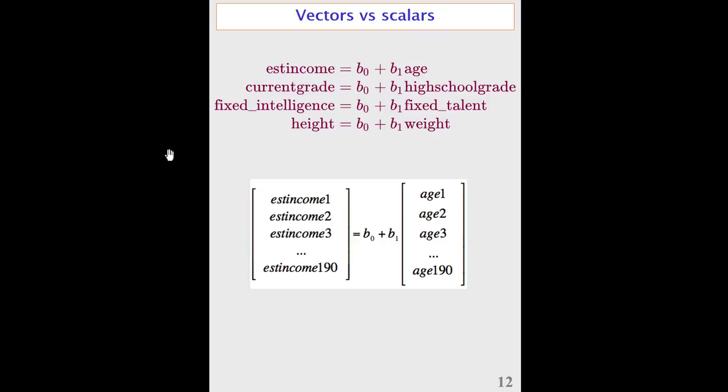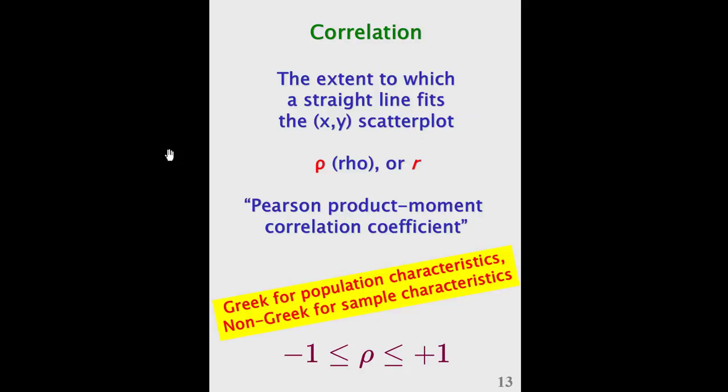Okay, now let's see. Correlation is defined as the extent to which a straight line fits the scatter plot. If it fits well, great. If it doesn't fit very well and you get noise, well, too bad. It's very often called rho, the Greek rho, and that is the correlation in the population. We use Greek letters for that. Or R, when we calculate the same thing, but then on the sample. So in that sense, it's nothing different from what we've seen before with these Greek letters.